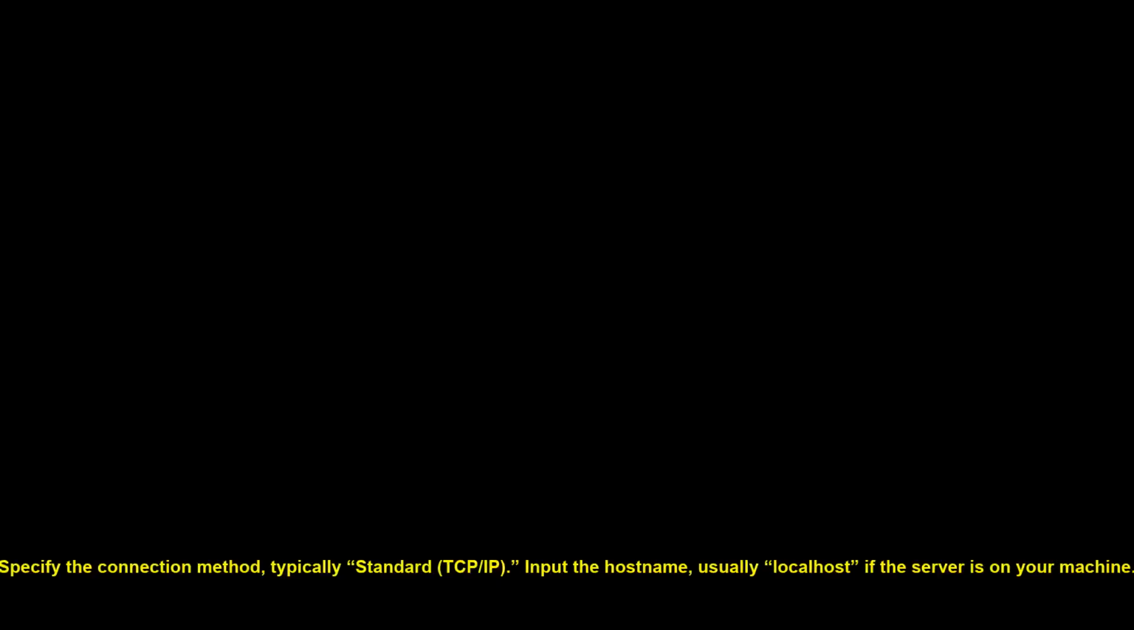Now, launch MySQL Workbench from your Start menu. To connect to a server, click on the plus icon next to MySQL Connections. In the Setup window, enter a connection name to identify your connection. Specify the connection method, typically standard, TCP/IP. Input the host name, usually localhost if the server is on your machine.